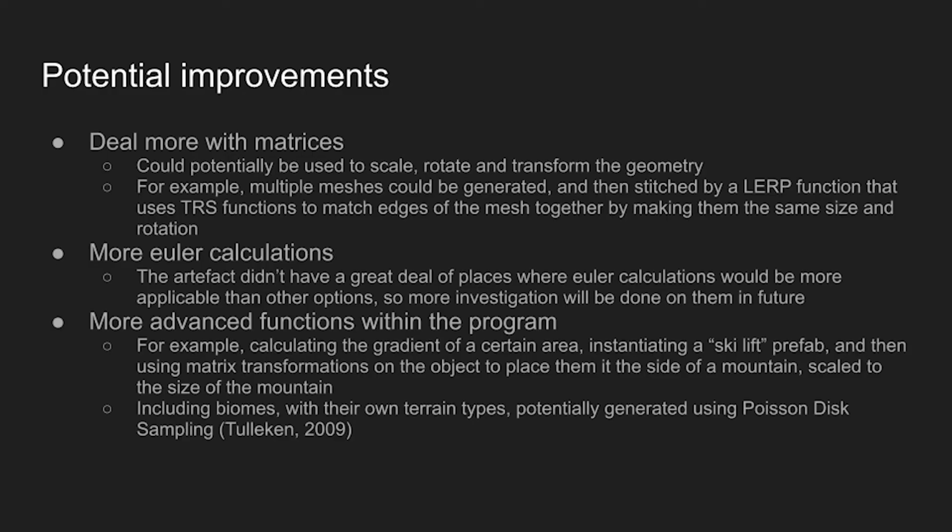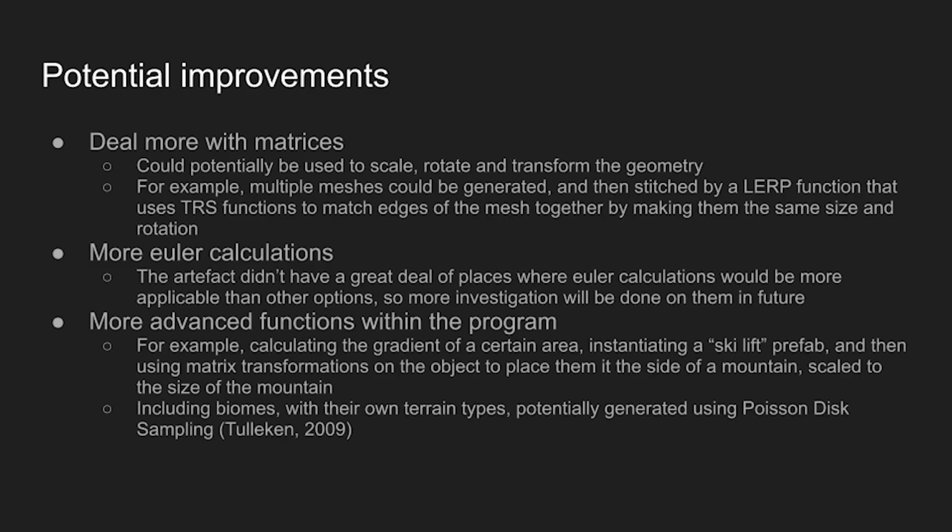Maybe I could use them to scale, rotate, and transform the geometry. For example, putting two meshes together stitched by a lerp function that uses translate, rotate, scale functions to match the edges of the mesh together by making them the same size and rotation. I could implement more Euler calculations, as the artifact currently doesn't deal with a huge amount of them. I mean, the functions are there, they just don't get used.